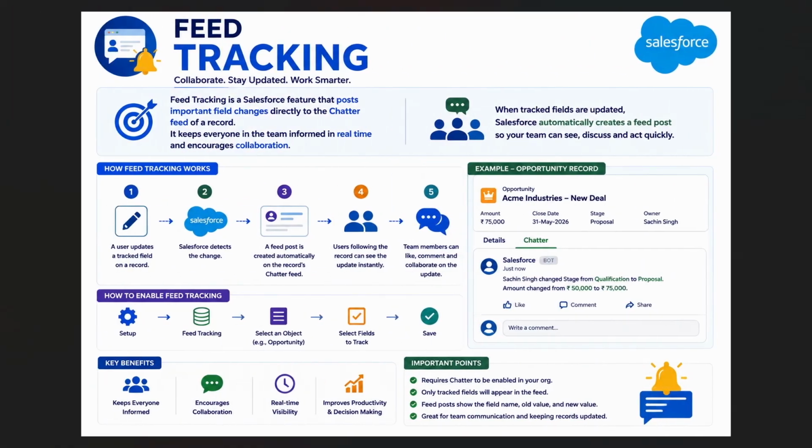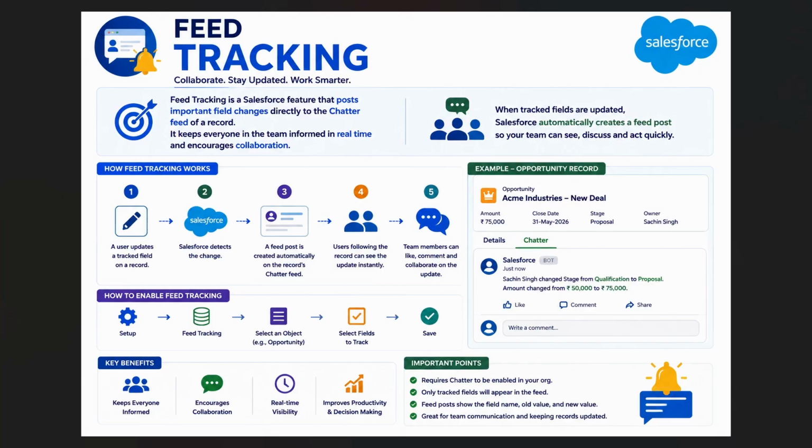Now we will talk about feed tracking. Feed tracking works with Salesforce Chatter. If you don't know what Salesforce Chatter is, I will show you in the org, don't worry about it. Whenever important fields on a record are updated, Salesforce can automatically post those changes to the record's Chatter feed. We have a Chatter feed in our Salesforce org. Whenever a record gets updated, Salesforce automatically posts those changes to the record's Chatter feed.